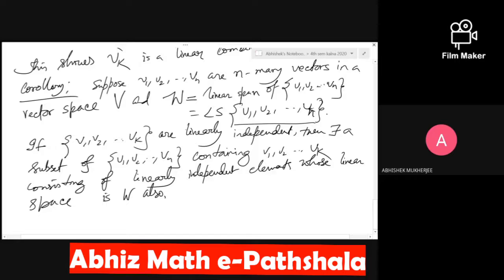So among the n many vectors v1, v2, vn, you may construct a subset containing v1, v2, vk consisting of a linearly independent set of vectors whose linear span is W also.